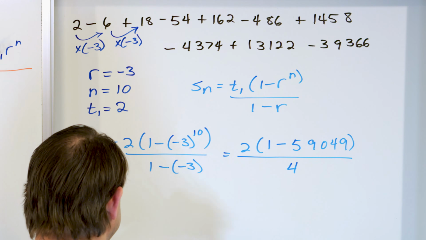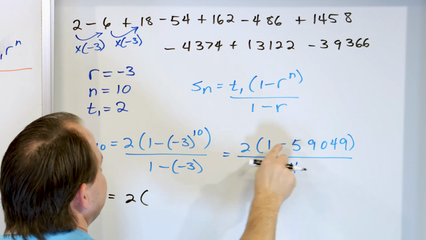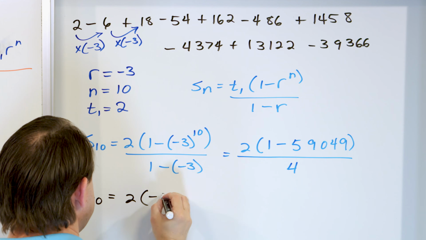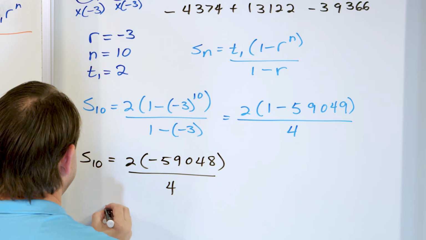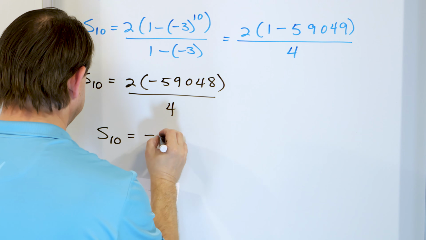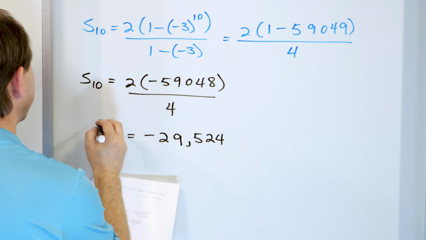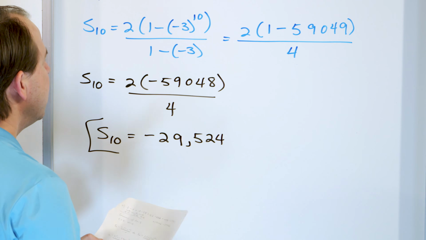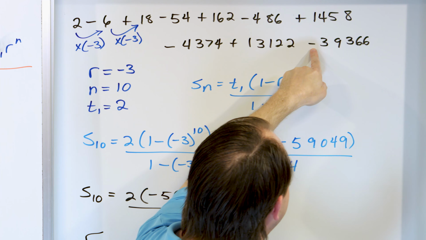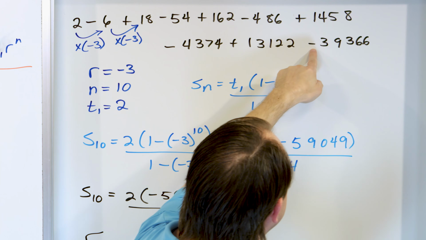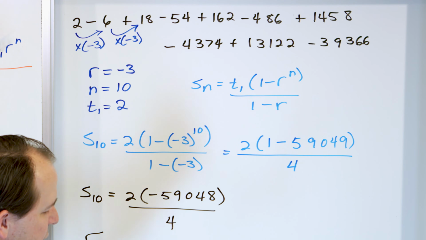All right, so the rest of it is just simply math. The 10th partial sum is 2 times, when you do 1 minus this, you'll get negative 59,048 over 4. So the 10th partial sum is negative 29,524. Negative 29,524, you might say, wait, how's it negative? Well, it's negative because the signs are alternating, and look at the last number. The last number was 39,366. That's a negative number. This is going to pull the whole thing negative because all the other numbers are so much smaller, and so you end up with negative 29,524.